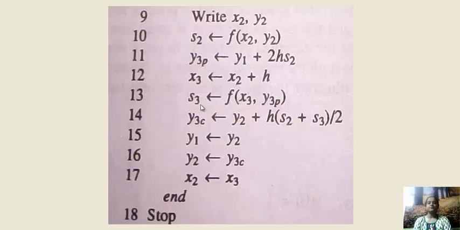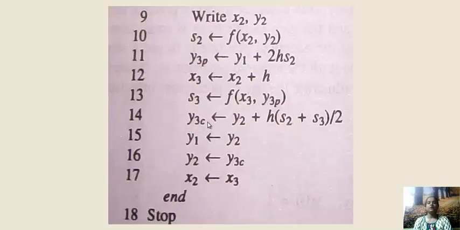Moving on, next we will compute s3 with the help of y3 predicted and x3. So s3 will be what? s3 is the function value at the point x3 and y3 predicted. Now after computing s3, we will compute y3 corrected using the same predictor corrector formula. y3 corrected is y2 plus h times (s2 plus s3) divided by 2. Here s3 is the function value using y3 predicted and x3. So we have computed y3 corrected.